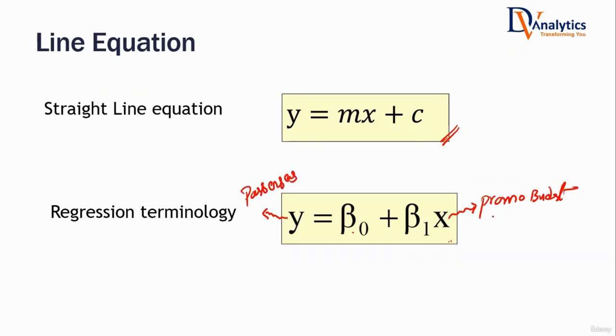Is that true? Given the promotional budget, are you really finding out passengers, or given the passengers, are you finding the promotional budget? What is given to you? What are you predicting? Promotional budget is given, and passengers is what you are predicting. So X and Y is perfect.